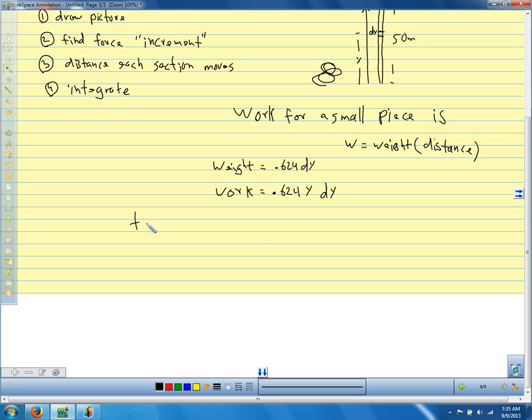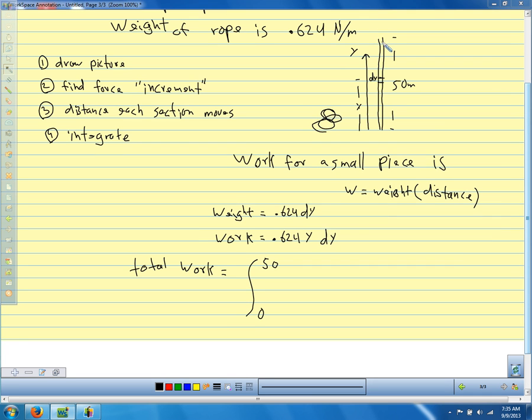So the total work is going to be the integral from 0 to 50. Piece down here I don't lift at all, and the piece that's up here I lift the entire 50 meters, of the work done to lift one small piece, and I'm adding all of those up. Nice easy integral. This gives me 0.624 y squared over 2, evaluated from 0 to 50, and I should get 780 Newton meters.